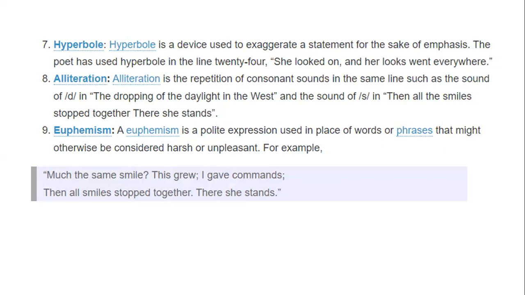And here in this poem, we have a use of a euphemism, much the same smile. This grew, I gave commands, then all smiles stopped together. There she stands. And so this is a euphemism for death, for killing her. Then all smiles stopped together. So that is how we analyze the different techniques that are being used throughout this poem. And here our session ends.